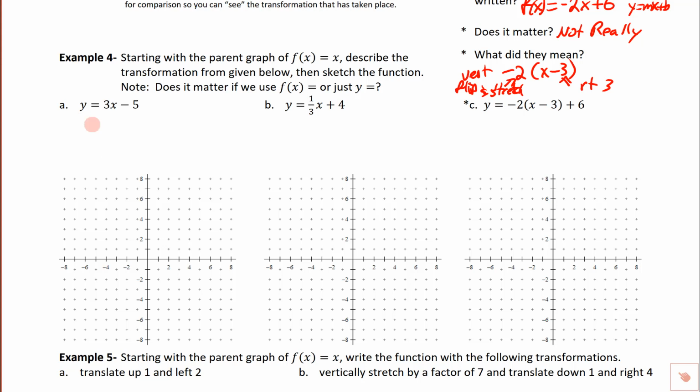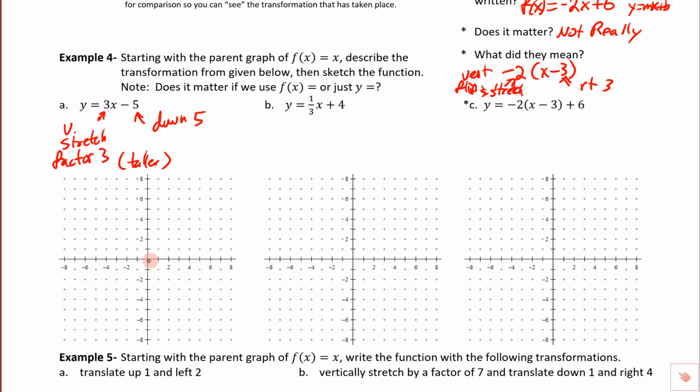So we're going to take a look at this right here and notice that there are no sets of parentheses. So this is going to be a vertical stretch. We're going to say vertical stretch factor 3. That's going to make it taller, and if you need to, let's just write down taller. And then over here, it's not in parentheses, so this is going to be a vertical shift. This is going to move it down 5.